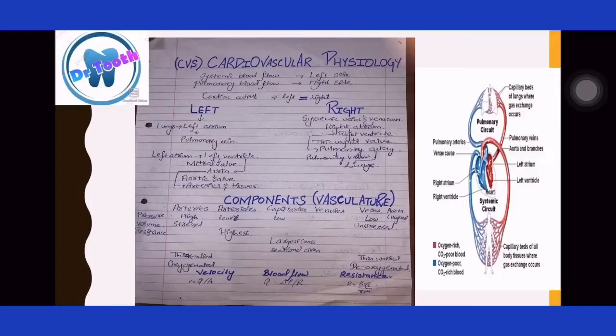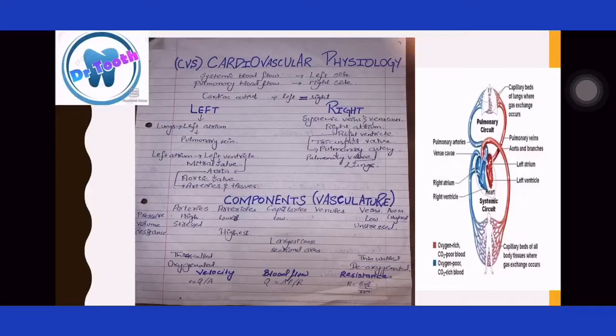So now we need to know about velocity, blood flow, resistance, capacitance, pressure profile in blood vessels, arterial pressure, venous pressure and atrial pressure. So let's discuss all these components.